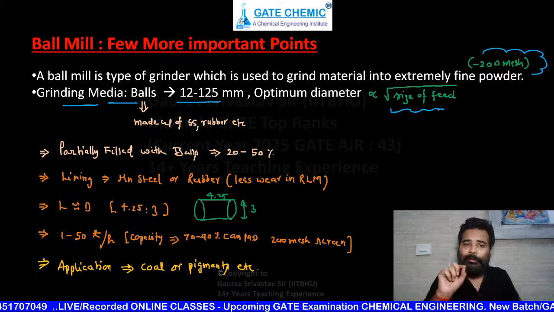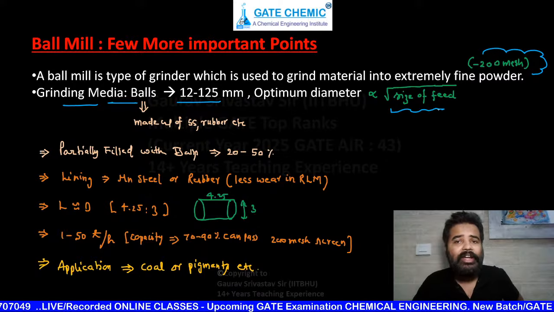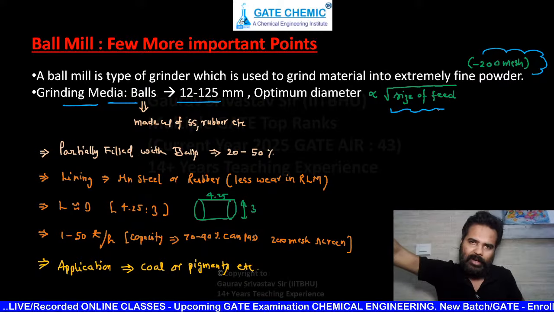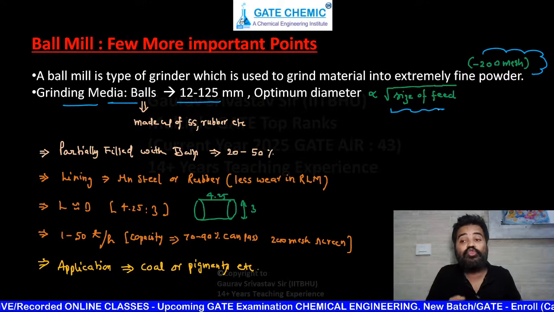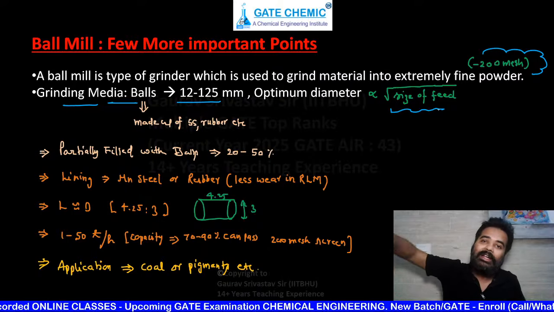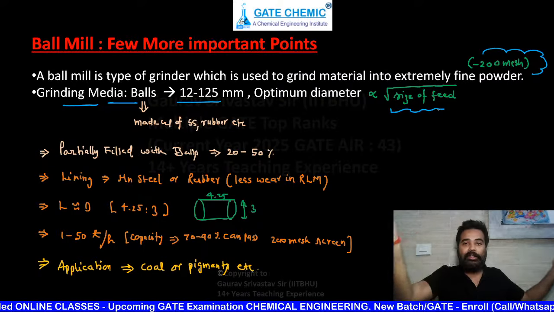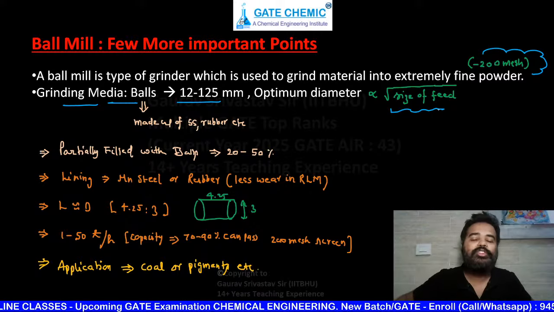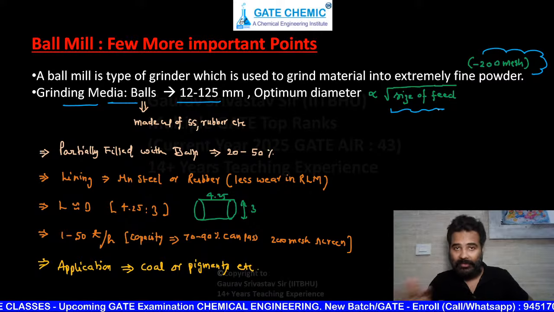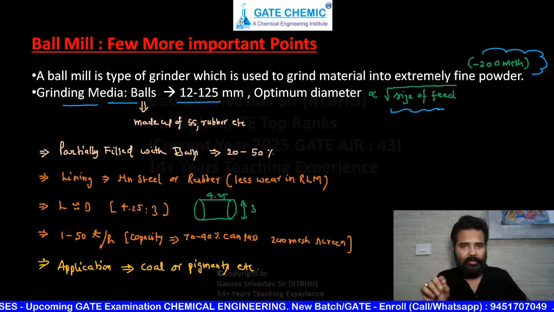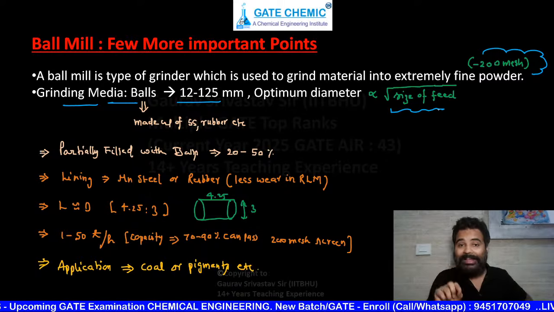So a ball mill is a type of grinder which is used to grind materials into extremely fine powder. You will get very fine powder from it. -200 mesh, if you want to feel it, just touch cement. The cement that comes to houses for plastering and building, touch that cement. That size is nearly -200 mesh. What is mesh? I will tell you later. Don't worry. Okay. Grinding media 12 to 125 mm. No need to remember. Optimum diameter of balls.